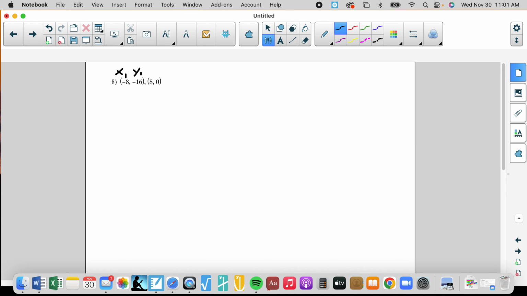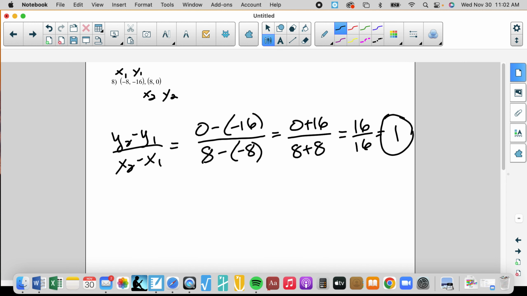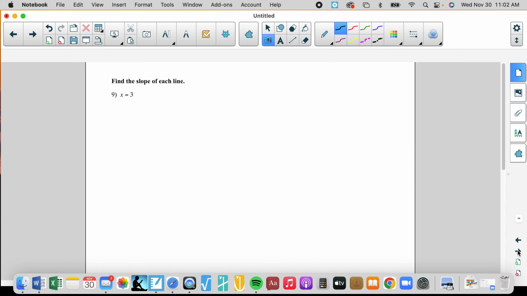X sub 1, y sub 1, x sub 2, y sub 2. Y sub 2 minus y sub 1, x sub 2 minus x sub 1. Y sub 2 value 0 minus negative 16. X sub 2 is 8 minus negative 8. 0 plus 16, 8 plus 8, 16 over 16, which equals 1. Slope of 1. All right, now we move on to, oh wow, I started you off with a real toughie.